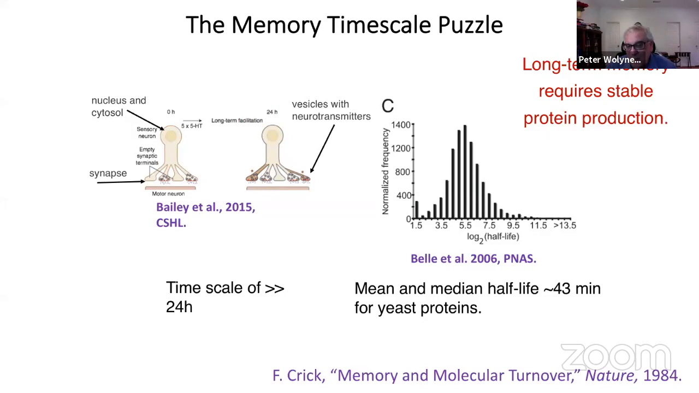So this problem of memory and molecular turnover was noticed by very smart people, obviously. And Francis Crick wrote about this in 1984. One of his ideas was that you might form some kind of aggregate locally, and that aggregate then could be very stable and last for a long time.